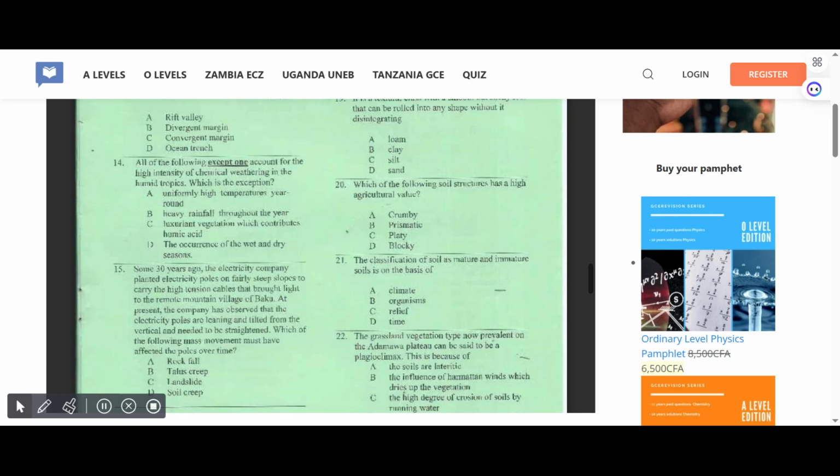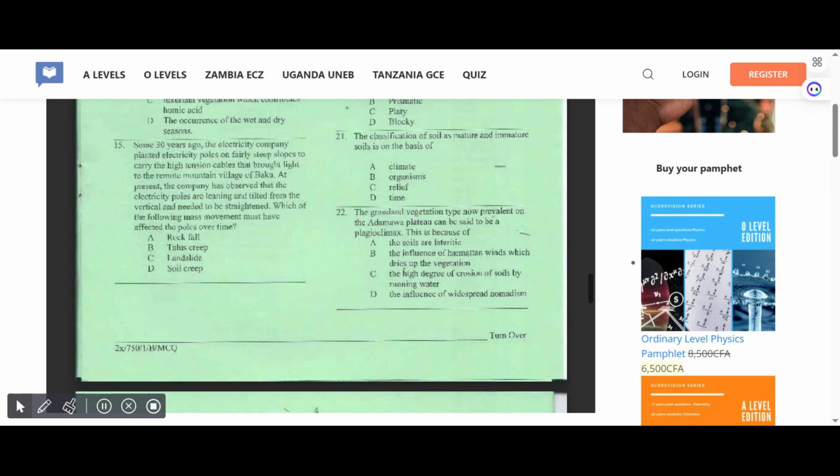20. Which of the following soil structures has a high agricultural value? Correct answer is B, which is prismatic. The classification of soil as mature and immature is on the basis of.